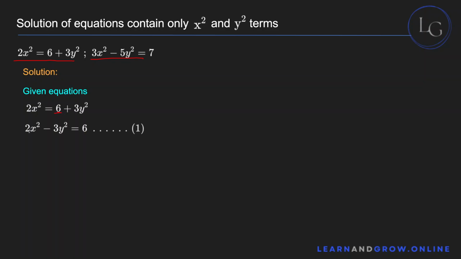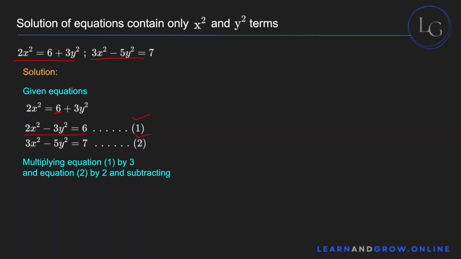So basically this becomes 2x square minus 3y square is equal to 6. This is your first equation, equation number 1, and the second equation is already given in its correct format, so this is equation number 2. Now what you'll have to do is you'll multiply equation 1 by 3 and equation 2 by 2.